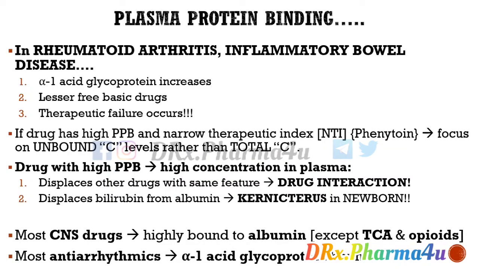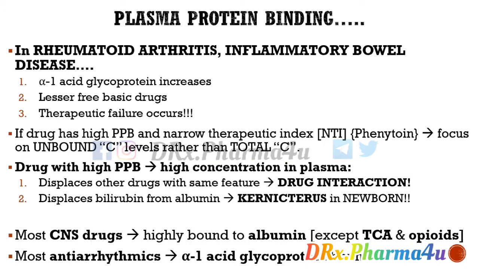If a drug has a high plasma protein binding and a narrow therapeutic index, for example, phenytoin, focus on unbound plasma drug concentration level rather than total plasma drug concentration level. Unbound means the quantity of the medication which is not bound to the protein. So that we have to check.